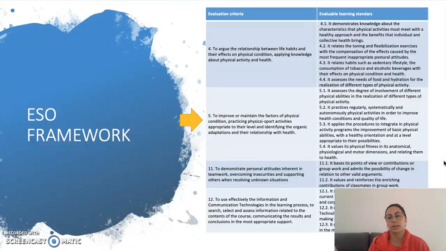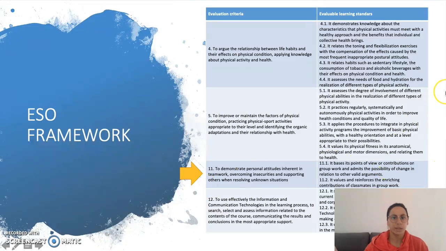In the previous courses, the students already studied which are the basic capacities, so now they are available to identify which ones are worked according to the type of activity and exercise. That allows them to choose which ones they can use to improve or maintain the factors of physical condition, taking into account the healthy dimension.